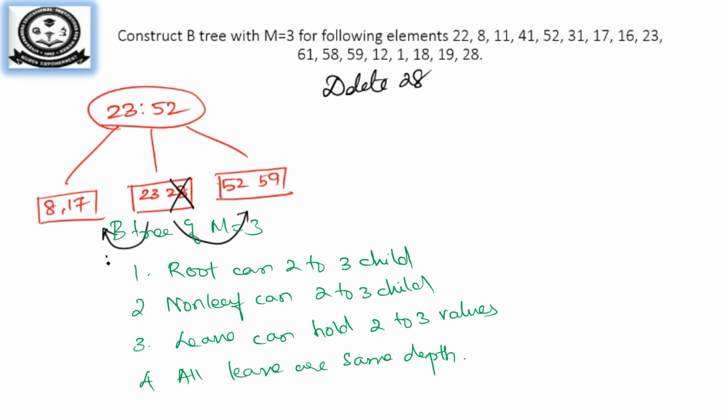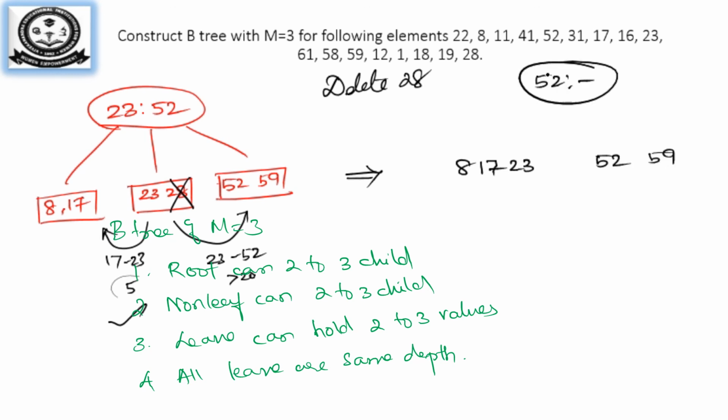The difference is 23 minus 17 is 6, and here it is greater, 20 or something. When you have less difference, you prefer the less difference. So you will go and join with the least difference value, so that fewer splits will happen. So you will have 52 and 59. Now this is having only one child, and you will have a node over here.